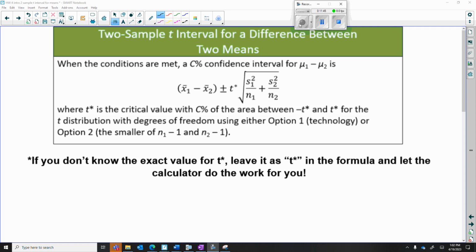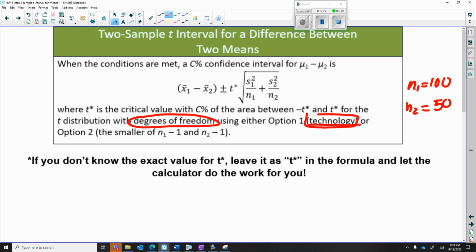Here it is: statistic plus or minus critical value times standard error of the statistic. Please keep in mind that t star is the critical value with C% confidence level of the area between the degrees of freedom. So let's talk about degrees of freedom. If you have two different sample sizes, you can do a couple of different things. Option one is just use the calculator. Let's say you have sample one of 100 girls and sample two of 50 boys. You can use the calculator to get the exact degrees of freedom, which is what I recommend.